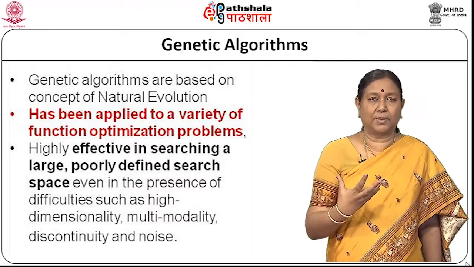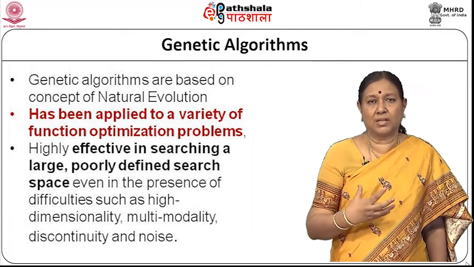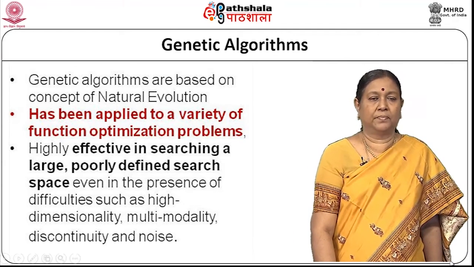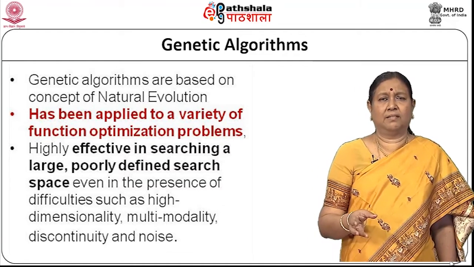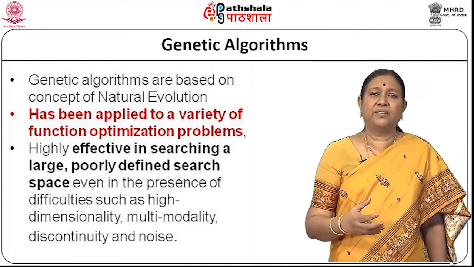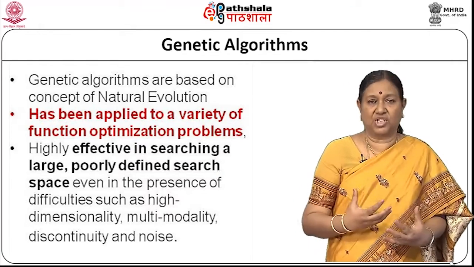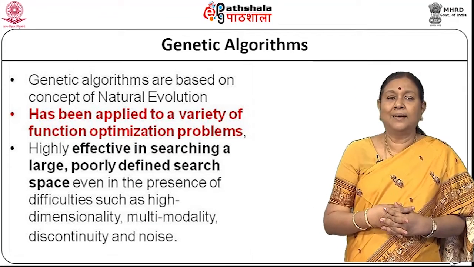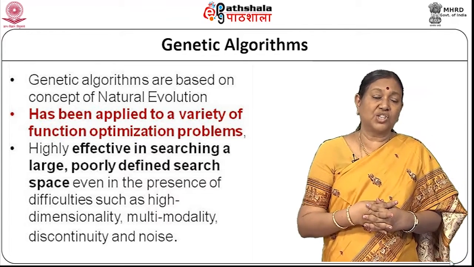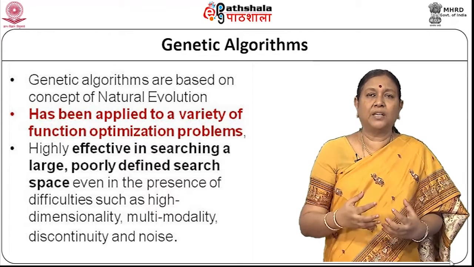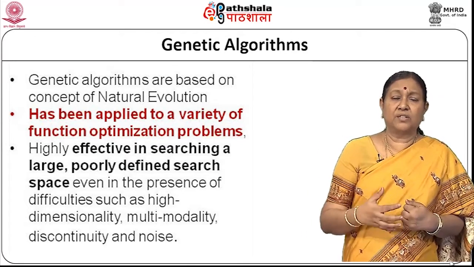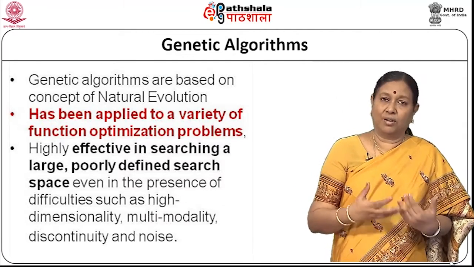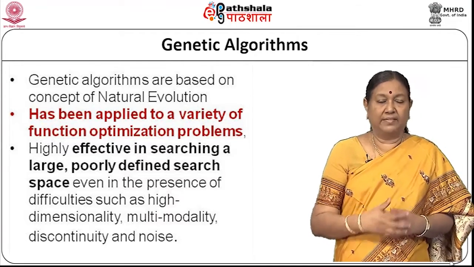It started with function optimization, but today genetic algorithms are used in a variety of other optimization problems also, and also other than optimization problems. And it is highly effective in searching large, poorly defined search spaces. If you know all the features of the search space, then it is easy to define a machine learning algorithm for that. But if it is necessary to search effectively in a large, poorly defined search space, even in the presence of difficulties such as high dimensionality, multimodality, discontinuity and noise, then genetic algorithms work fairly well.